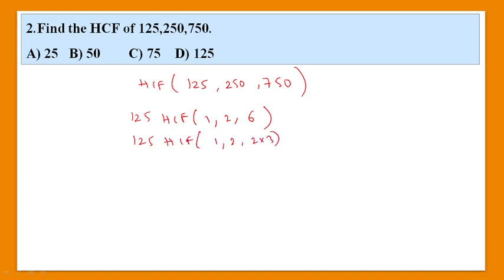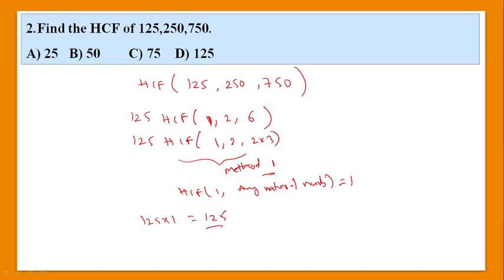This point is already discussed in the previous slide: HCF of 1 with any other natural number will always be equal to 1 only. Remember that point. So the HCF of 1 with any natural number will always be equal to 1. So 125 into 1 will be equal to 125. So the HCF of 125, 250, 750 equals 125. This is one way of solving.